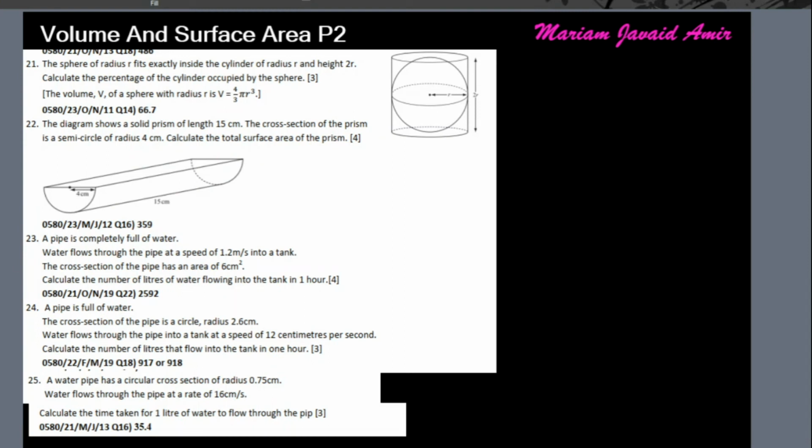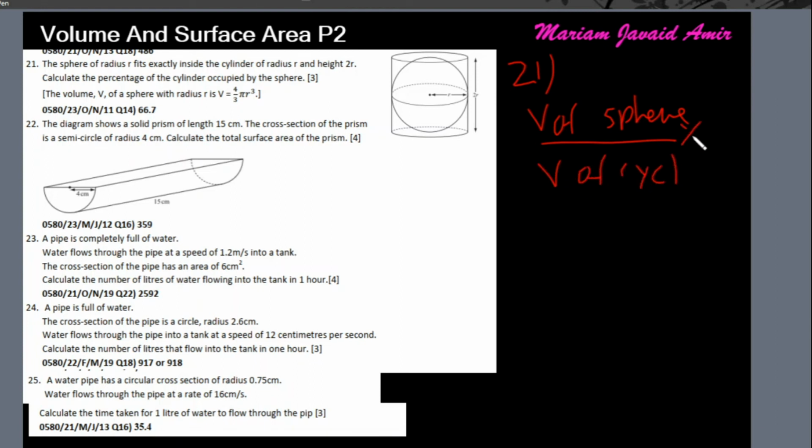Question number 21. The sphere of radius r fits exactly inside the cylinder of radius r and height 2r. Calculate the percentage of the cylinder occupied by the sphere. Alright, so we need the volume of the sphere over the volume of the cylinder times 100%.